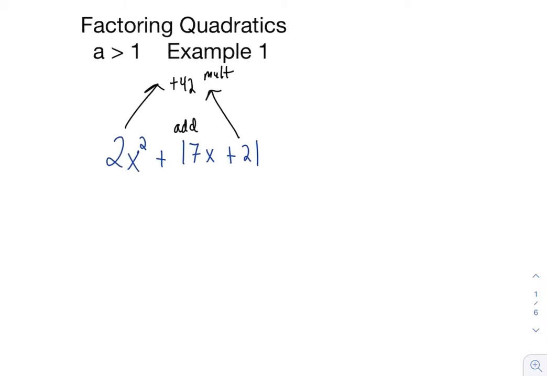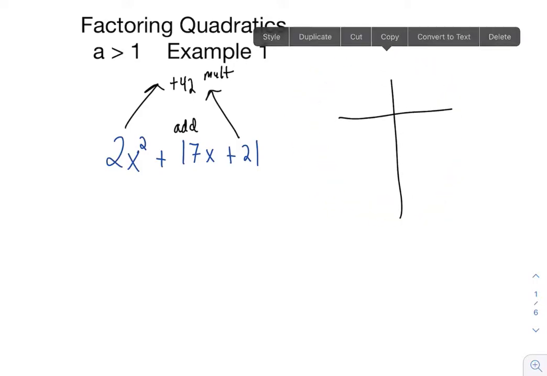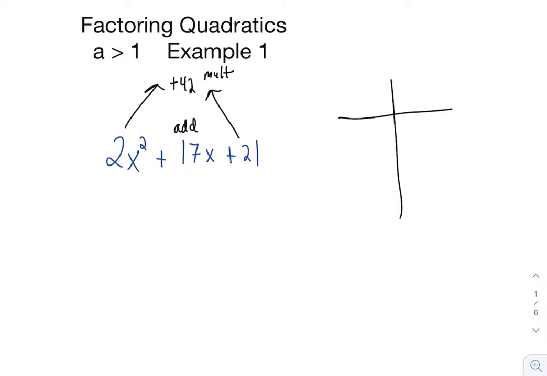Now the process for finding these two numbers is not going to change. We're going to want to make a table. So when I make this table, I'm multiplying to a positive number, so both signs are going to be the same, and adding to a positive 17 means they're both going to be positive. I'm going to start with 1 and just work through the factors of 42. So we have 1 and 42, which adds to 43, which isn't 17, so that's not what I'm looking for.